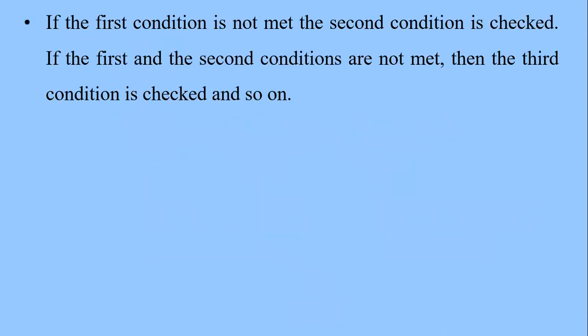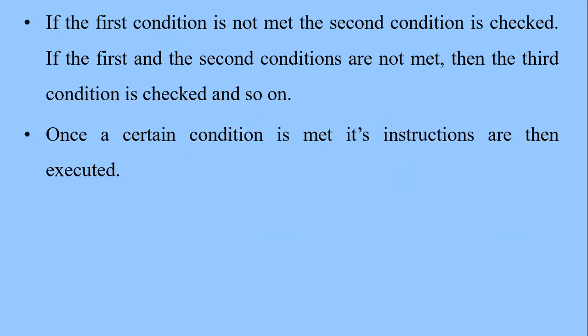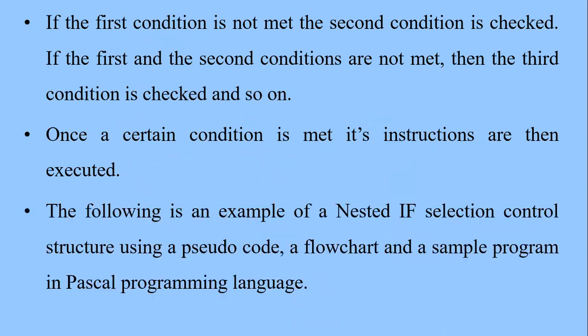Let's now look at what I have already said. If the first condition is not met, the second condition is checked. If the first and second conditions are not met, the third condition is checked, and so on. Once a certain condition is met, its instructions are executed. So the following is an example of a nested if selection control structure using a pseudocode, a flowchart, and a sample program in Pascal programming language, and I'll also demonstrate another one in C.